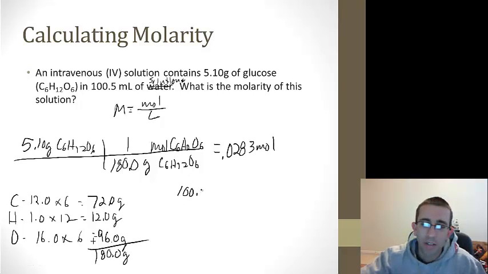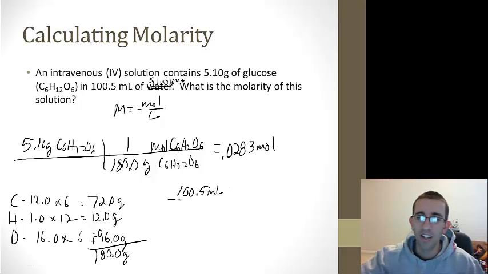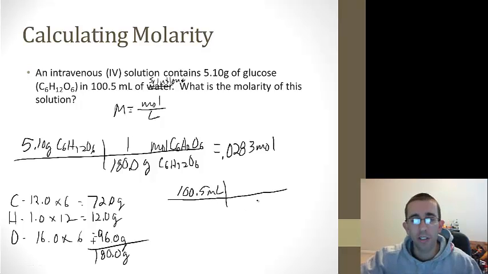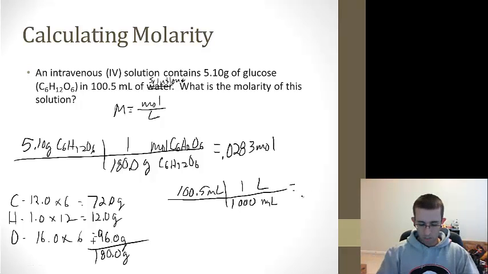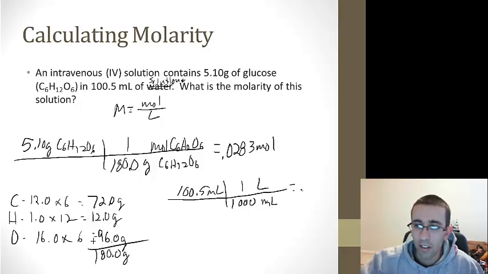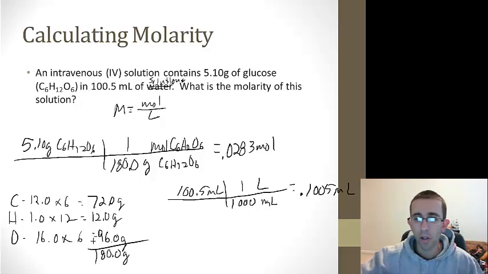Some of you learned how to just move the decimal place. Some of you didn't move it correctly. I like to do a factor-label chart with it. I have 100.5 milliliters. I want to convert milliliters to liters. There are 1,000 milliliters for every 1 liter. So when I plug this into my calculator, I get 0.1005 milliliters. Oops, sorry, not milliliters. Milliliters canceled, right? Liters. Here we go.